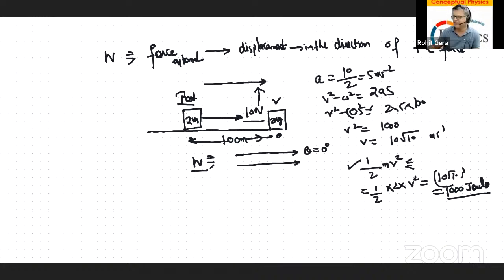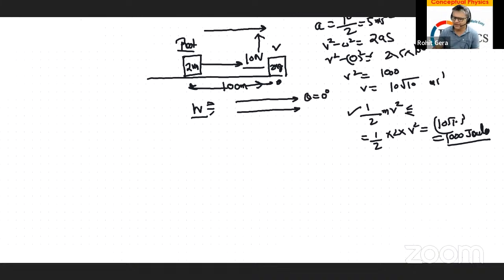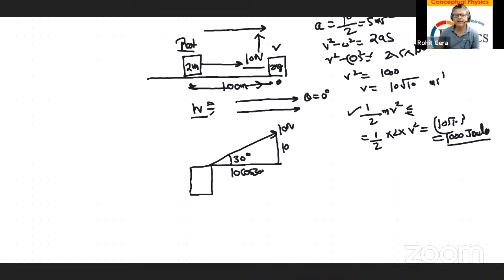So somebody said, what is that you propose to do now? Okay, I said, okay, let me do one thing. Let me apply a force of 10 newtons now, but at 30 degrees. Okay, so this is 30 degree. This is 10 cos 30, and this is 10 sine 30.